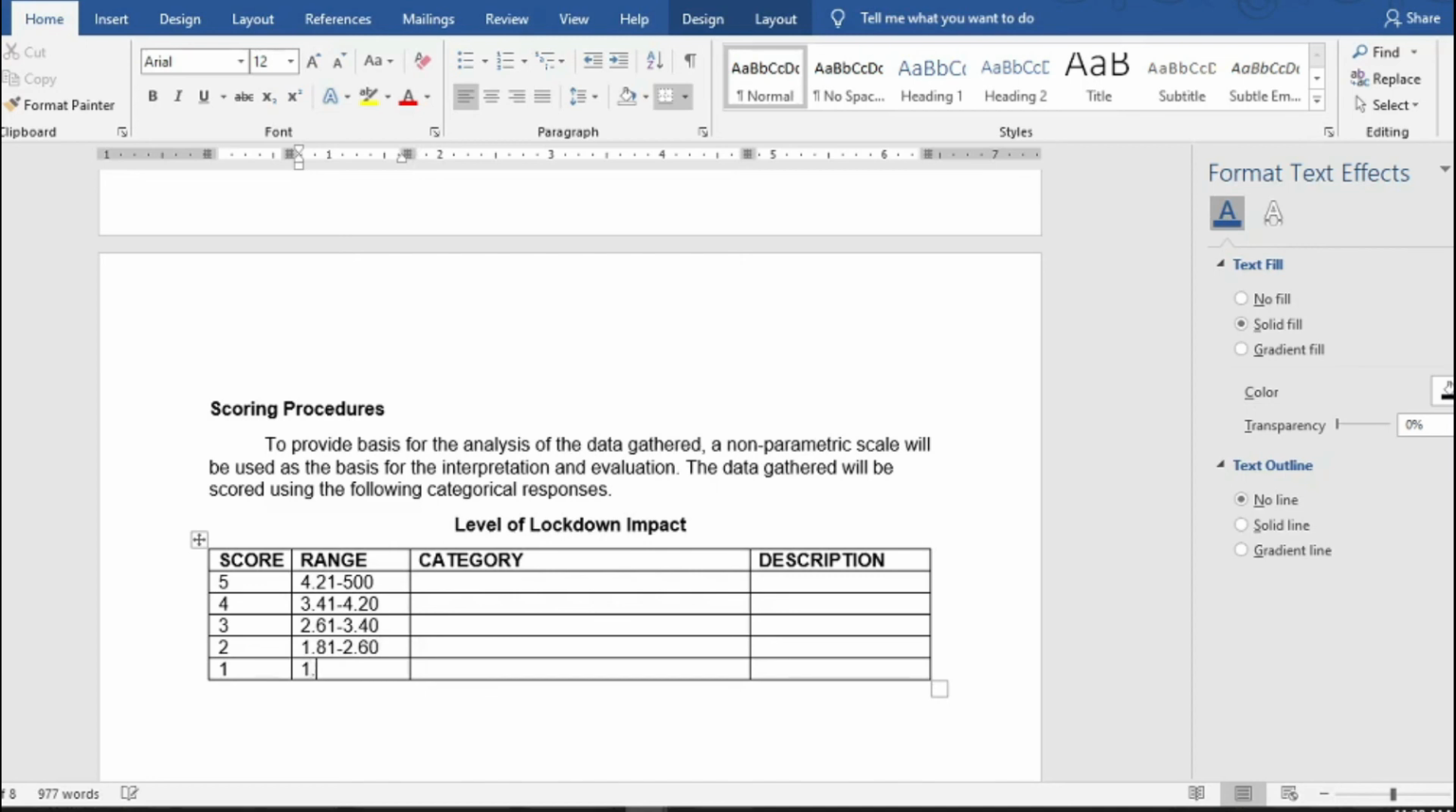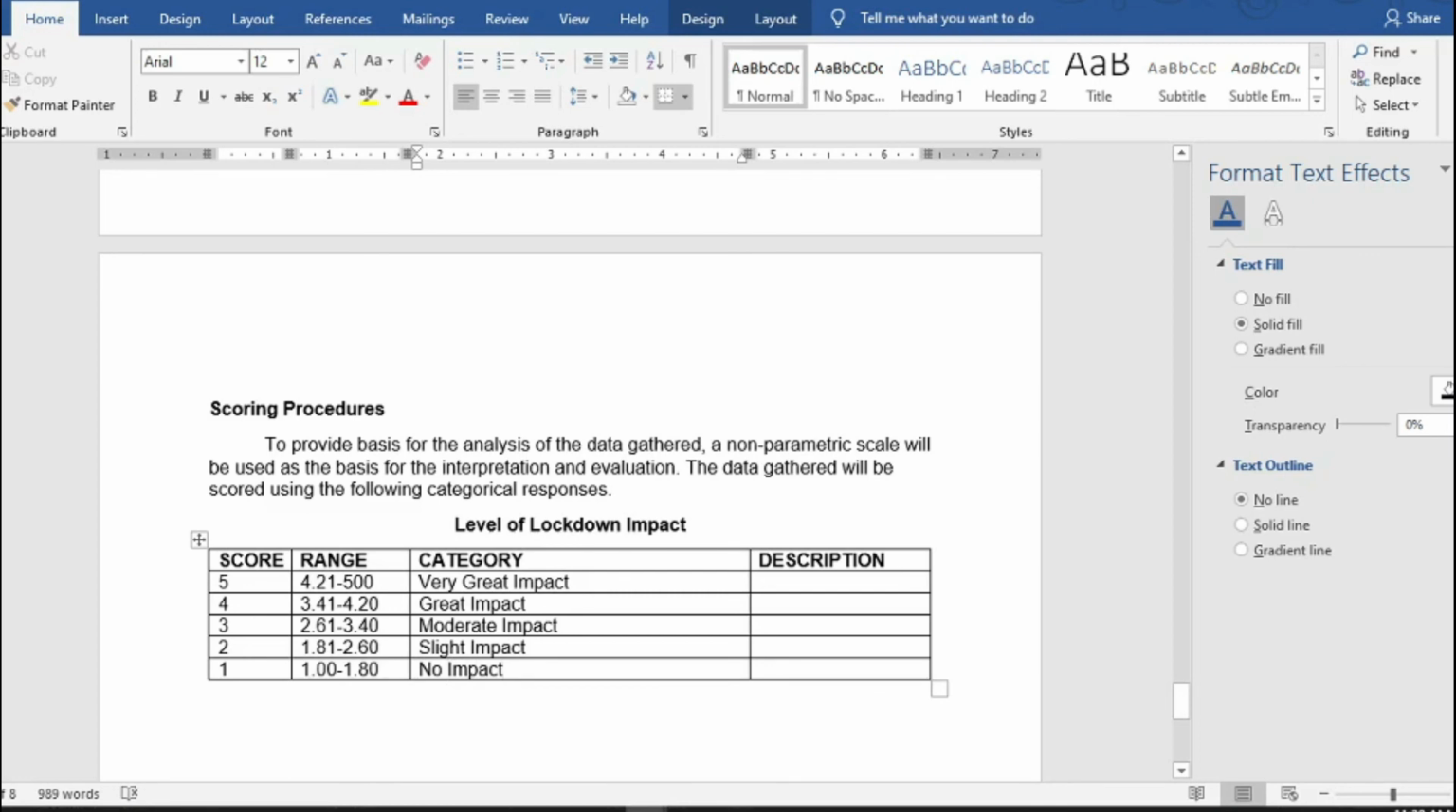1.81 to 2.60. Next is this one, 1.00 to 1.80. Huh? Oh, there it is. Each category has a particular range. Very great impact, great impact, moderate impact, slight impact, no impact. So that is the scale, right?